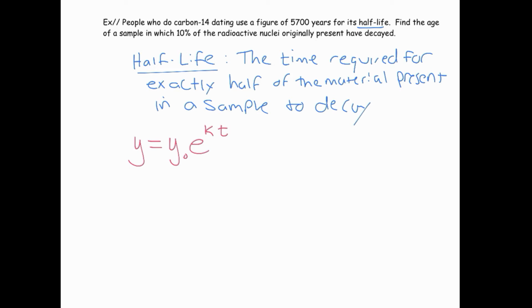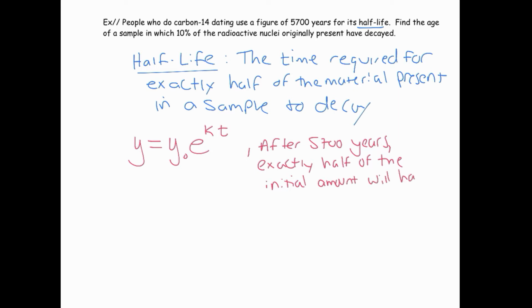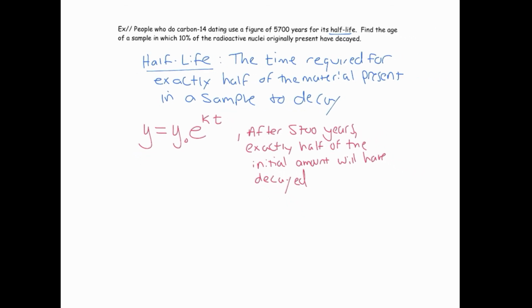Now, if we're told that 5,700 years is the half-life, what that means is that after 5,700 years, exactly half of the initial amount will have decayed, which means that half the initial amount will be present.